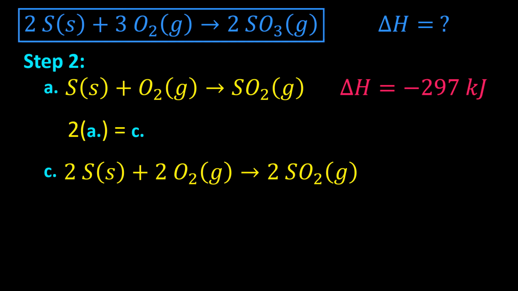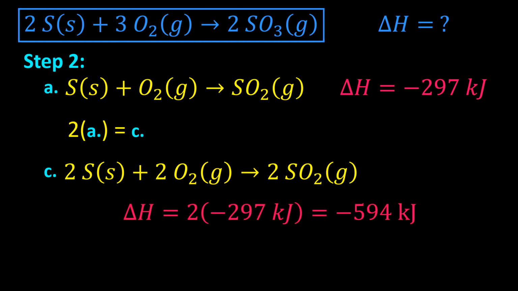Now what we do with delta H is we can apply Hess's law here. If we can multiply an equation by 2, then the delta H can be multiplied by 2. So this new equation, the delta H, is now twice as large.